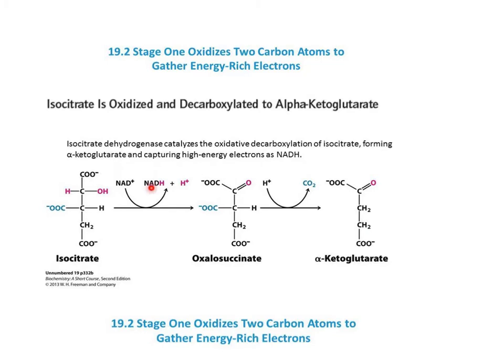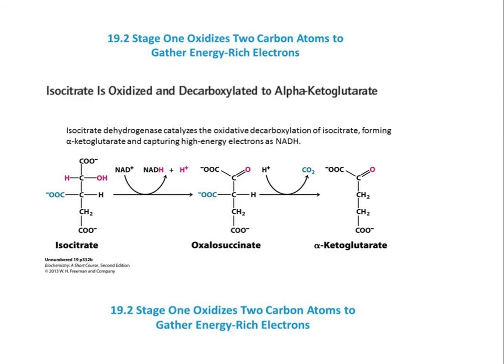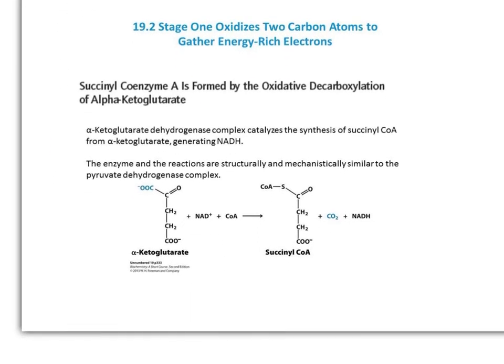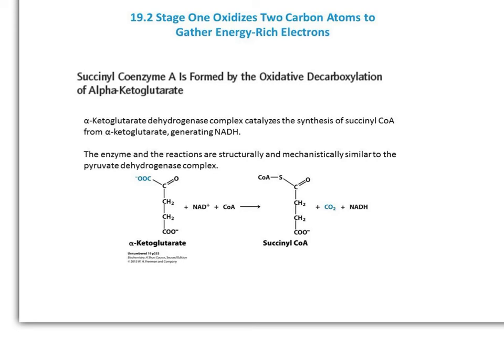So NADH is released, and this NADH can now go in and be cashed in for ATP down the road, and we'll talk about that when we talk about electron transport and oxidative phosphorylation. So this is the first of two oxidative decarboxylations that take place. One carbon's lost in this process. Then alpha ketoglutarate gets converted to succinyl-CoA, and this also represents another oxidative decarboxylation.